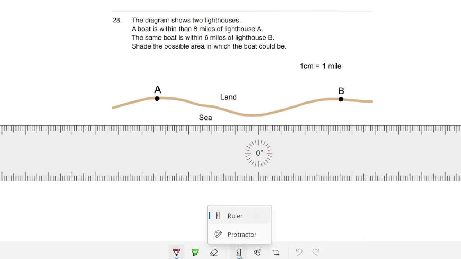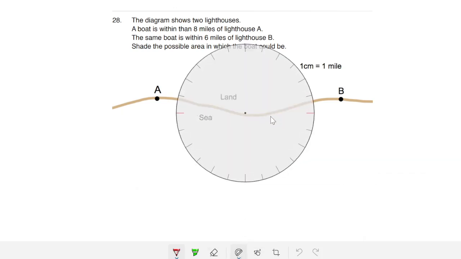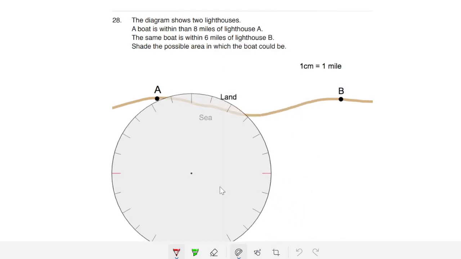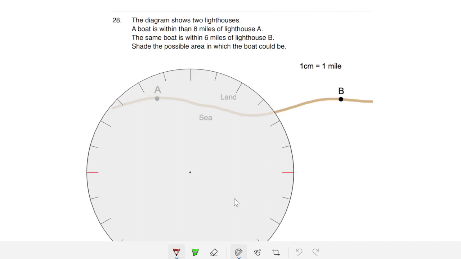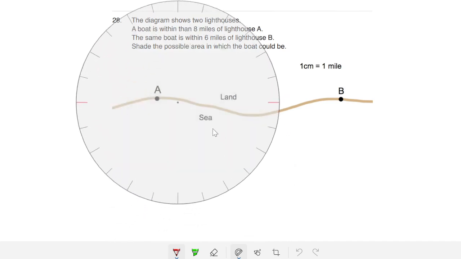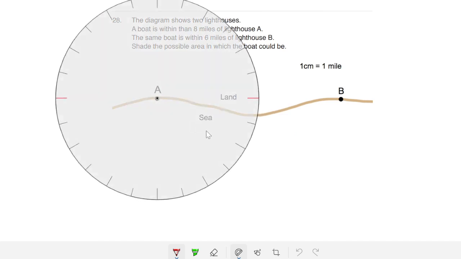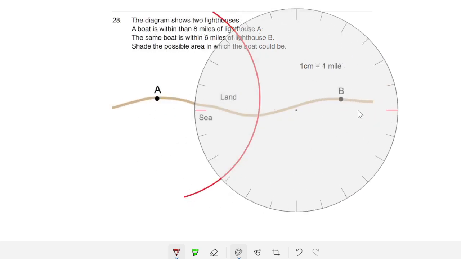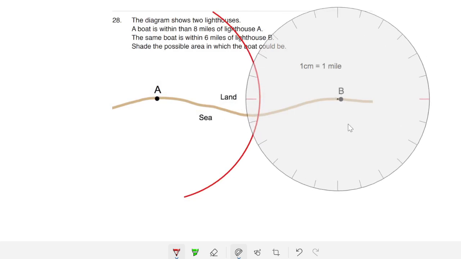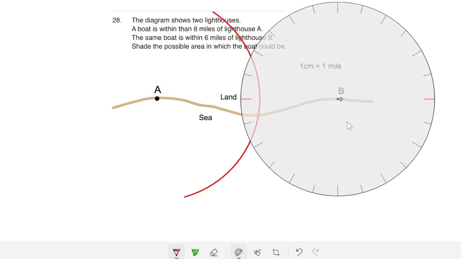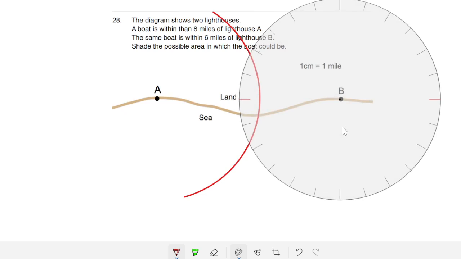If I set my compass arms to roughly 6, I'm going to say that's 6 centimeters, and place that at A, then the boat has to be within this circle. Technically, it's not going to be on the land, but you get the idea. And then I need to set my compass arms to 6. So if I reduce them a bit, you can get the feel for the question. I'm going to say that's about 6.